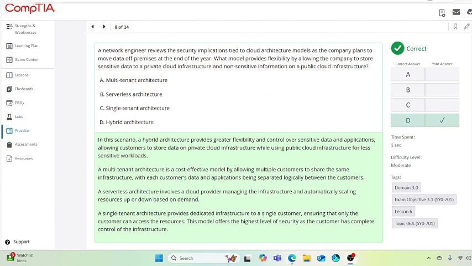A network engineer reviews the security implications tied to cloud architecture models as the company plans to move data off premises at the end of the year. What model provides flexibility by allowing the company to store sensitive data to a private cloud infrastructure and non-sensitive information on a public cloud infrastructure? Hybrid architecture. In this scenario, a hybrid architecture provides greater flexibility and control over sensitive data and applications, allowing customers to store data on private cloud infrastructure while using public cloud infrastructure for less sensitive workloads.